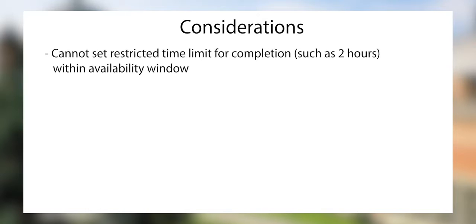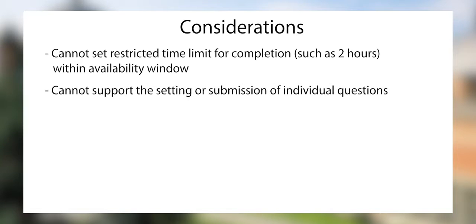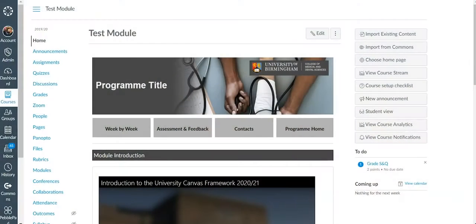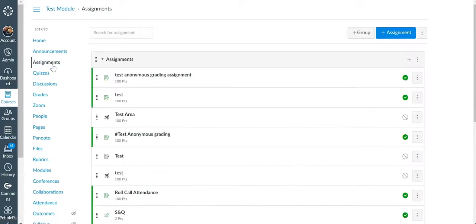Some considerations from using Canvas assignments are, you cannot set restricted time limits for completion within an availability window. Canvas assignments cannot support the setting or submission of individual questions. To set up an assignment, open the Assignments page from the Course menu, and then select Add Assignment.